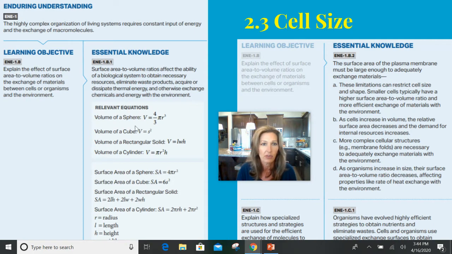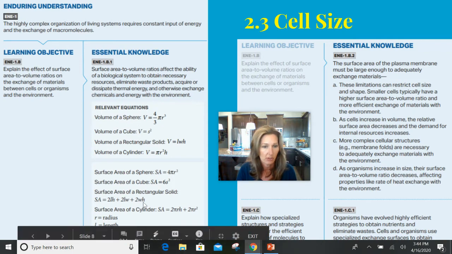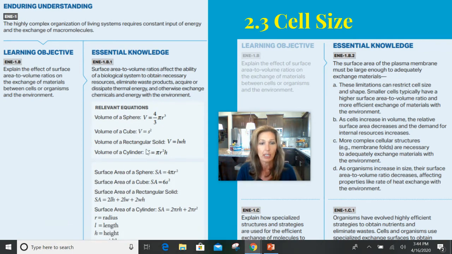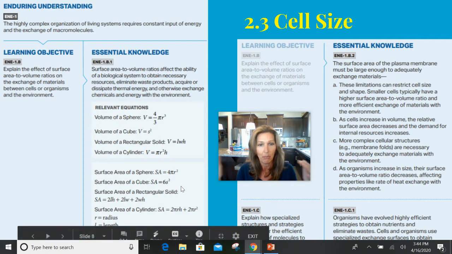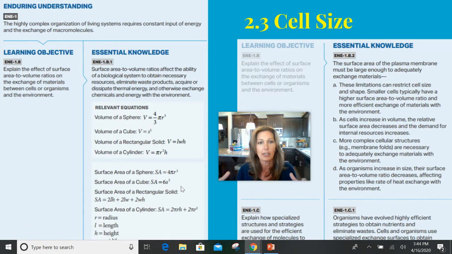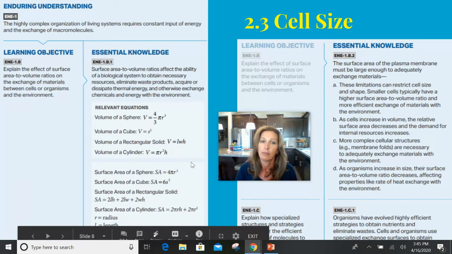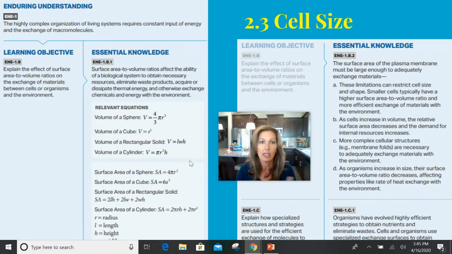Remember, we calculated surface area to volume ratios. There's all sorts of different ways you can calculate it. You will have an equation sheet if they give you a cube or a square or a rectangle. But what you need to recognize is that volume always increases at a cubed value, where surface area is at a squared value. So as cells get bigger, volume is going to increase at a much faster rate than surface area does, and that's going to limit how big a cell can be. Remember, the more surface area it has compared to volume, the more efficient it is at diffusing materials and moving materials in and out of the cell. So keep that in mind.